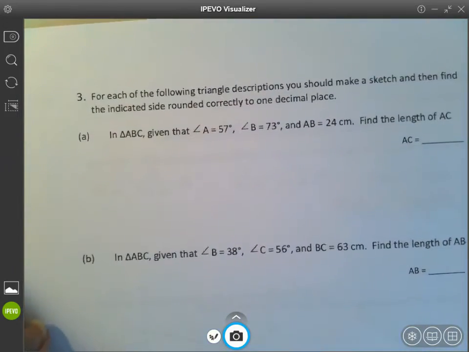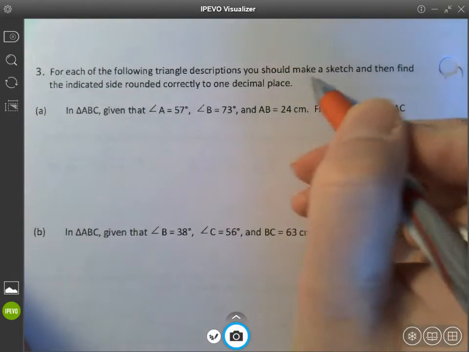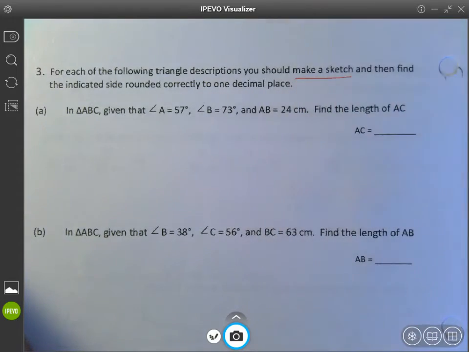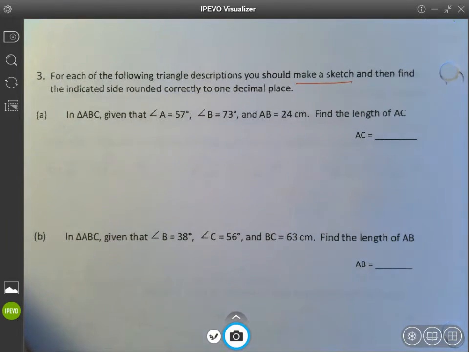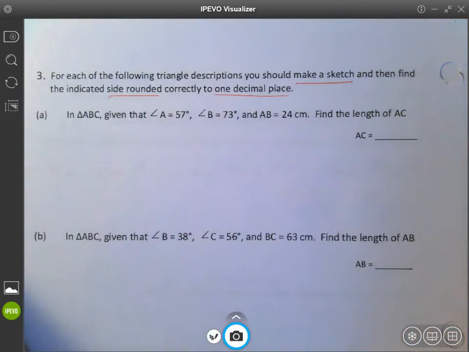Now, if you read the directions, which you do need to read, for each of the following triangle descriptions, you should make a sketch. So we're looking for a sketch. Then find the indicated side and round it correctly to 1 decimal place, the nearest tenth. So these are all you looking for sides, so we're doing the same thing.